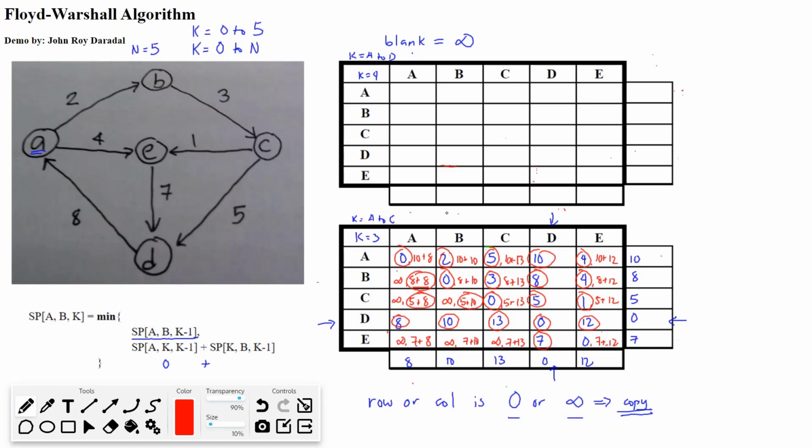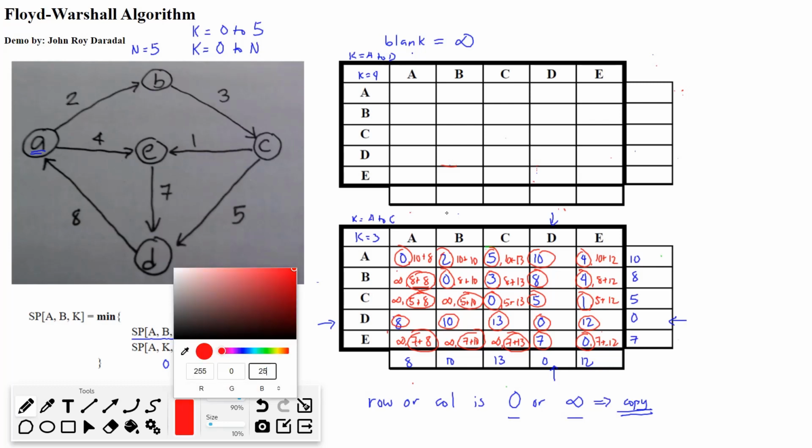Right? And then for the last row, infinity versus 7 plus 8, which is 15. So, of course, 15 will be smaller. Infinity versus 17. 17 is smaller. Infinity versus 20. 7 plus 13, so it's 20. Okay, and then 0 versus 19, so it's still 0. Okay, so we now have our values for k is equal to 4.